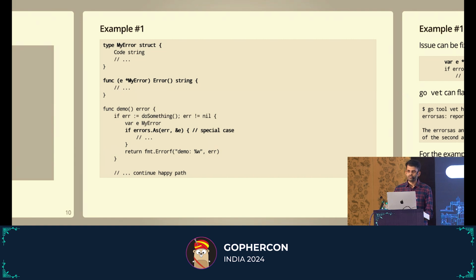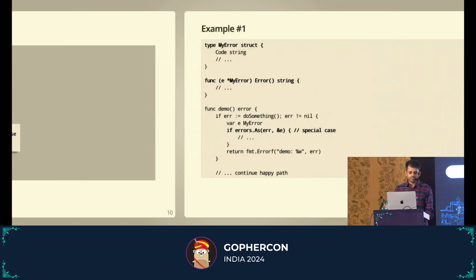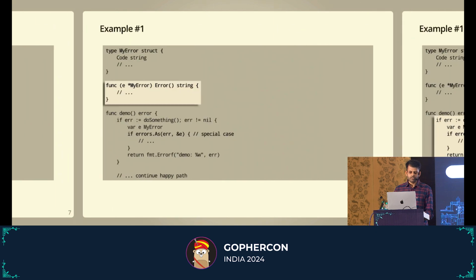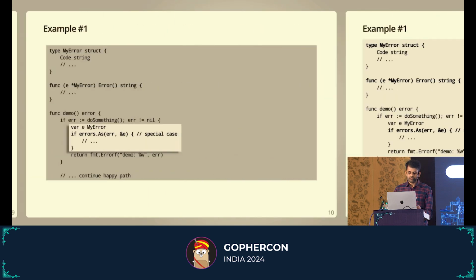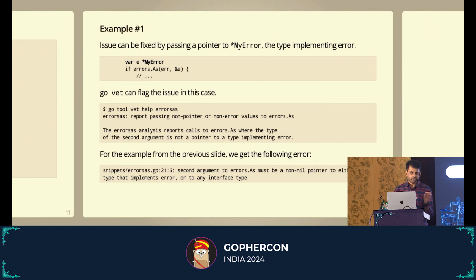Yes. All right, so the issue is that errors.As expects that the second parameter passed to it should be either a pointer to an interface or a pointer to a type that implements the error interface. Now, in this example, we are passing the address of a variable of type myError. But the type that implements the error interface is pointer to myError. So the fix is to actually pass the address of a variable which is of type pointer to myError.